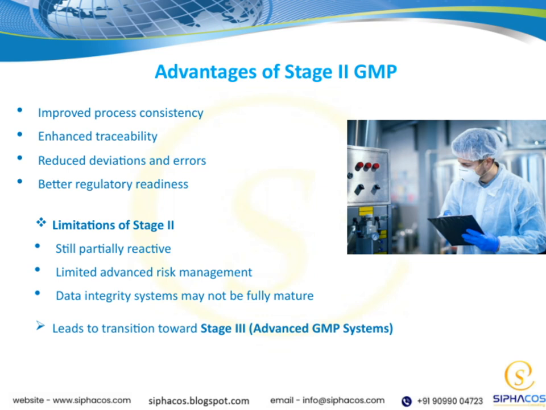Moving forward, it's important to recognize the advantages that Stage II GMP offers us. For example, process consistency is notably improved, leading to more reliable product quality. Traceability is enhanced, making it easier to track and verify each step in our manufacturing process. We also see a reduction in deviations and errors, which contributes to smoother operations. Lastly, Stage II helps us become better prepared for regulatory inspections, giving us a stronger compliance posture overall. Understanding these points helps us appreciate both the progress we've made and the areas where we need to advance further to ensure optimal manufacturing quality and compliance.